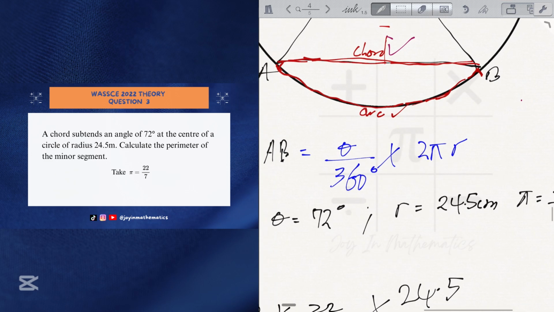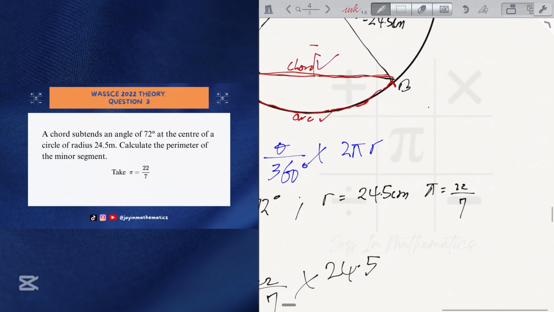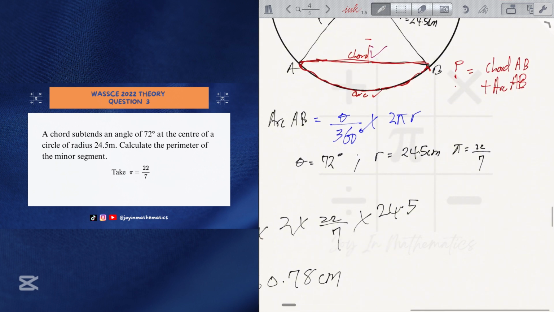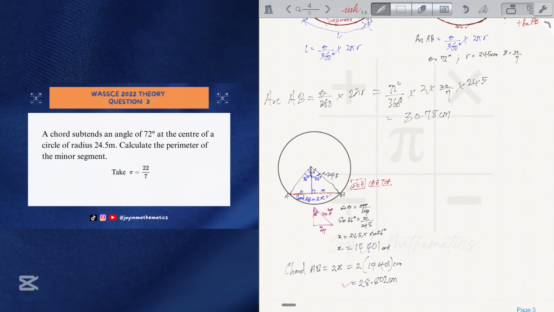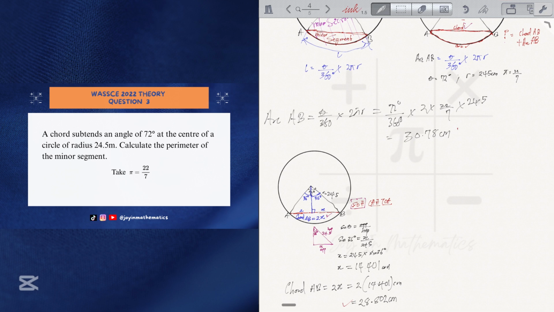Now the question says calculate the perimeter of the minor segment. The perimeter of this minor segment is simply chord AB plus arc AB. So let's write it here. Perimeter equals chord AB plus arc AB. Now we have found chord AB to be equal to 28.802, and we have found arc AB to be equal to 30.78.